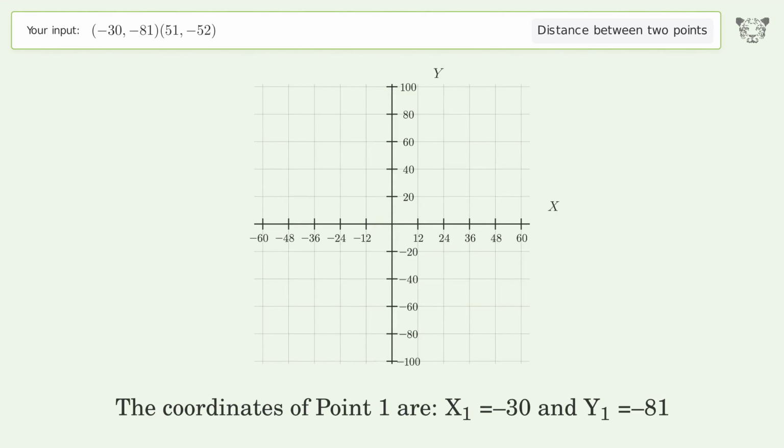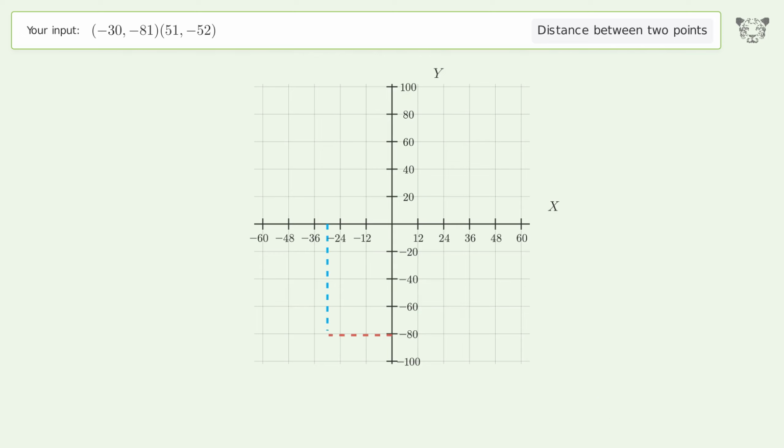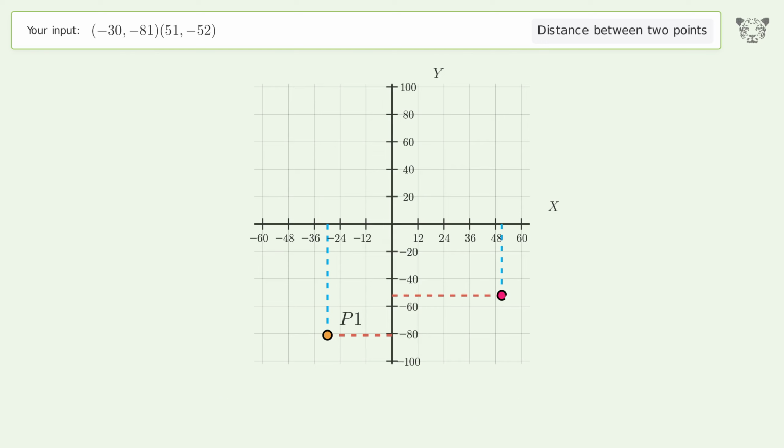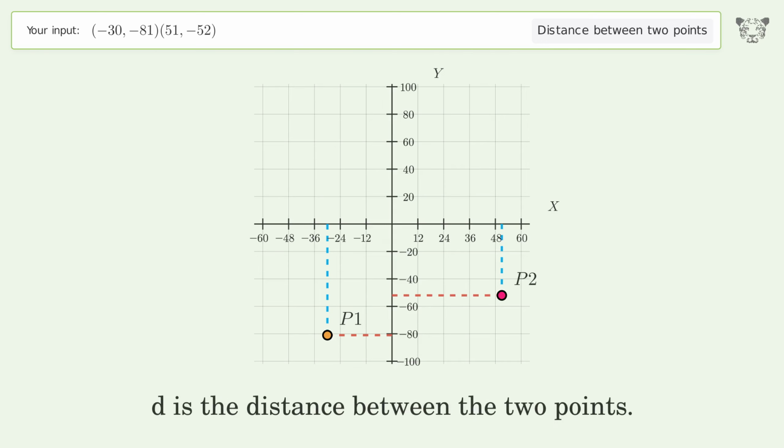The coordinates of point 1 are, x1 equals -30 and y1 equals -81. The coordinates of point 2 are, x2 equals 51 and y2 equals -52. D is the distance between the 2 points.